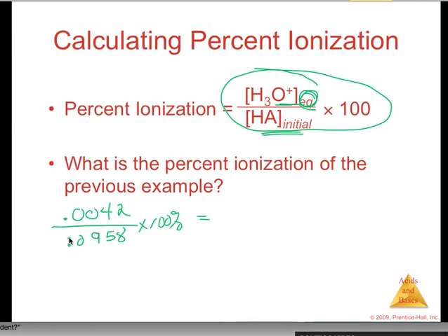Oh, no, that's not right. It's 0.10. You have to do the initial, not equilibrium, the initial. Sorry about that. That gives you 4.2%, okay? Remember, the initial. We'll continue in another screencast with an example of calculating the pH from Ka.